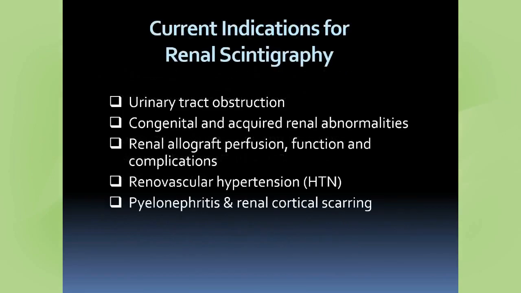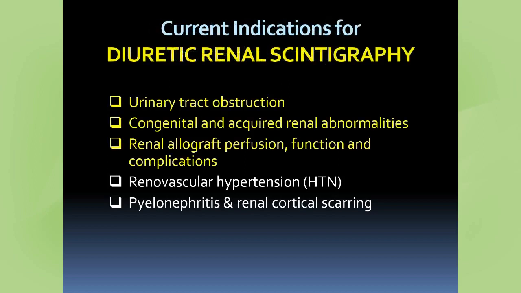So current indications for renal scintigraphy cover these 5 things. You can see there urinary tract obstruction is by far the most common indication we get for these studies. Along with that, congenital and acquired renal anomalies, renal allograft perfusion and function complications, then renal vascular hypertension, pyelonephritis, renal cortical scarring. And really, I'm going to be focusing here on the first 3, which are all part of diuretic renal scintigraphy. And really, it comes down to that topic of urinary tract obstruction.